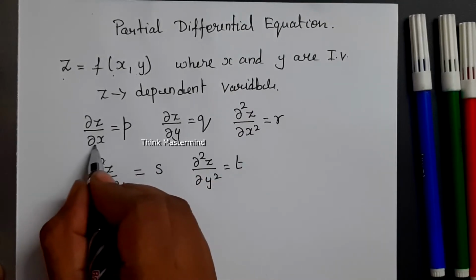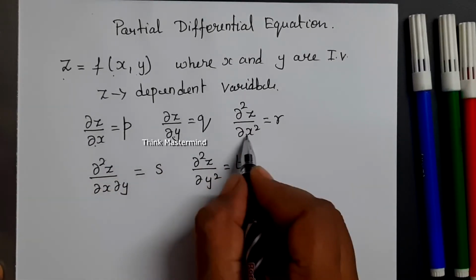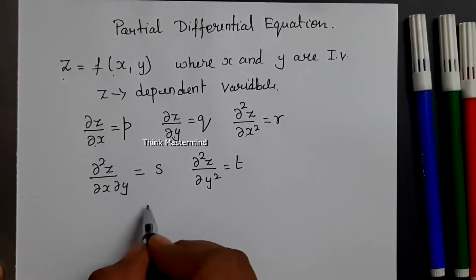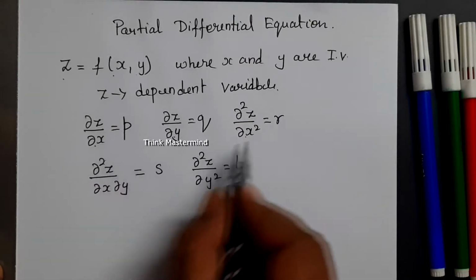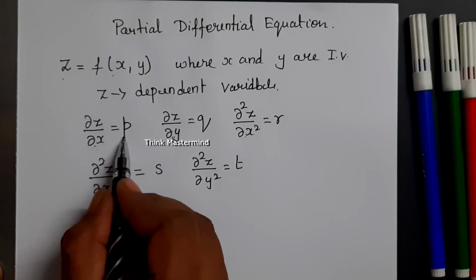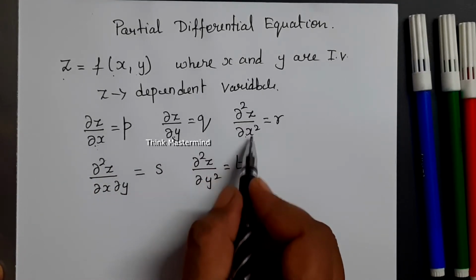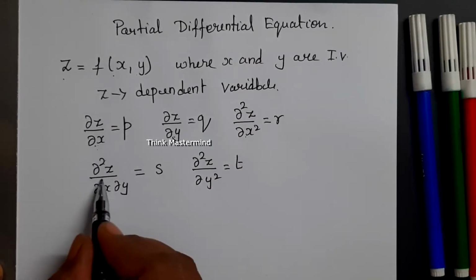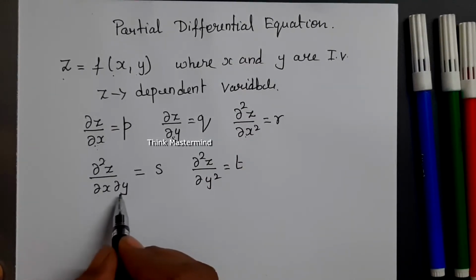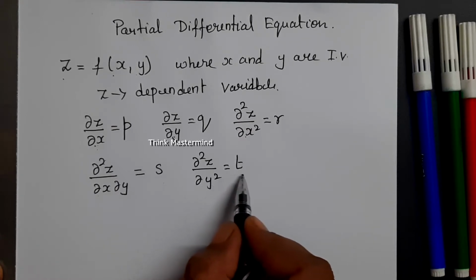So here p and q are first order derivatives, and r, s, t are second order derivatives. We mostly use the notation for first order with respect to x as p and dou z by dou y as q, and second order with respect to x as r, and dou squared z by dou x dou y as s, and dou squared z by dou y square is equal to t.